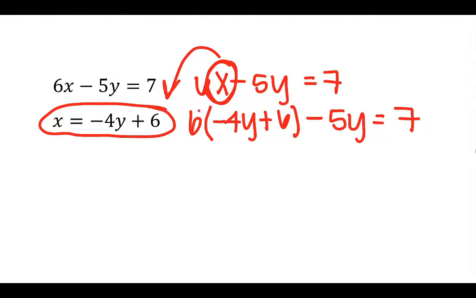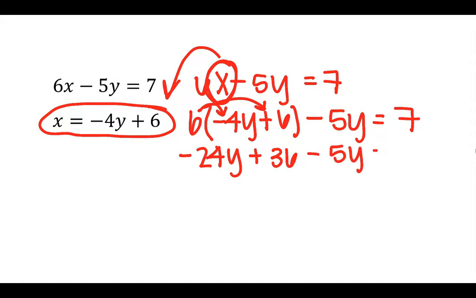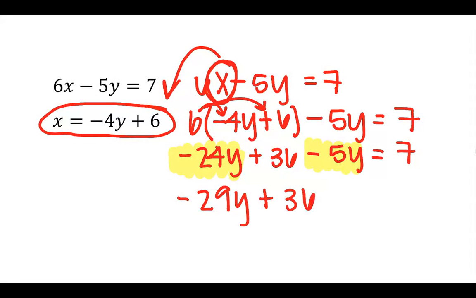So first I've got to distribute this 6. Anytime I have a number outside the parentheses, it's got to go to everything inside. So I've got 6 times -4y is -24y. 6 times 6 is 36. Minus 5y equals 7. Then I go to simplify and combine like terms. I've got a -24y and a -5y. Since they're the same signs, I add them, making -29y. And I still have that 36 hanging out. So I've got plus 36 equals 7.